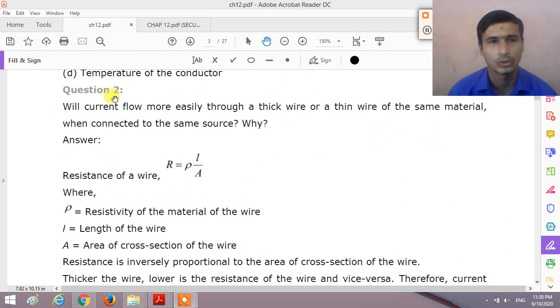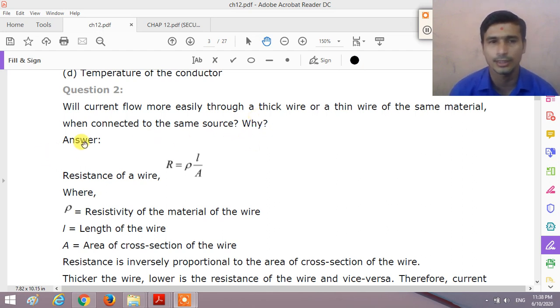Question number 2. Will current flow more easily through a thick wire or a thin wire of the same material when connected to the same source, and why? So dear students, if we take two wires of the same material, one a thick wire and another a thin wire, connected to the same battery, in which wire is the current more and in which wire is the current flow less?